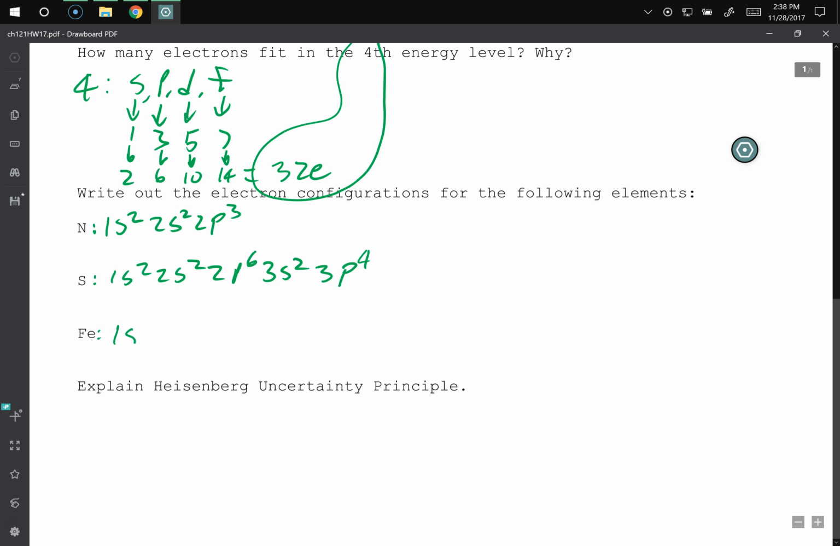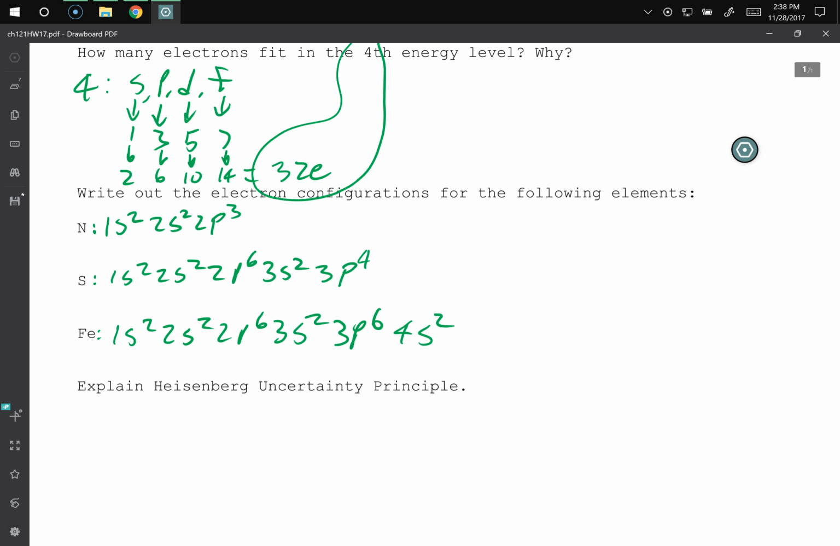All right, 1s2, 2s2, 2p6, 3s2, 3p6, and this is where it gets weird, right? I put electrons in that 4s before I put electrons in my 3d. And how many do I need? Okay.